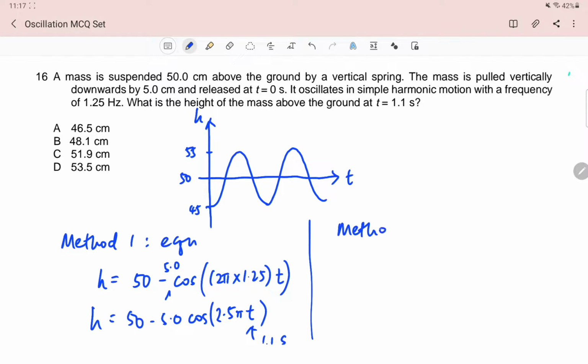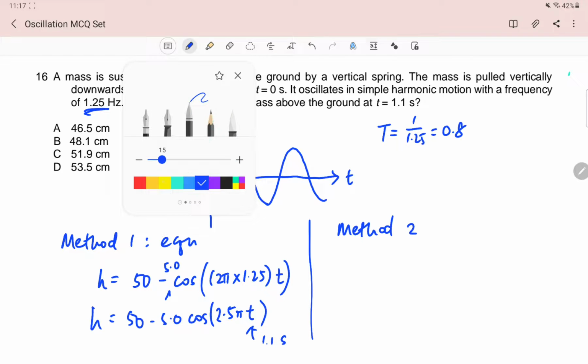Method 1, right, is for it's a sure cue, for people who feel less confident. But for someone who is very familiar with SHM, method 2 will be like the easier one. I will have used method 2. Noticing, right, that 1.25 is the frequency, so the period will be equals to 1 divided by 1.25, which is 0.8 second. Okay, so where is 0.8 second?